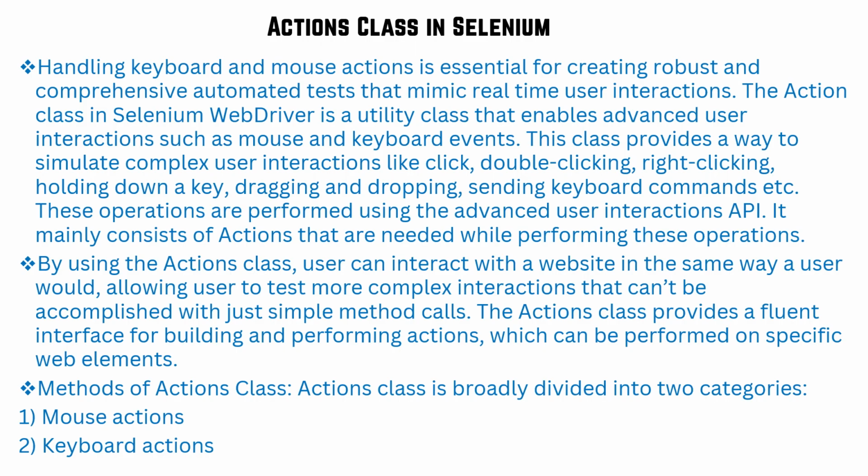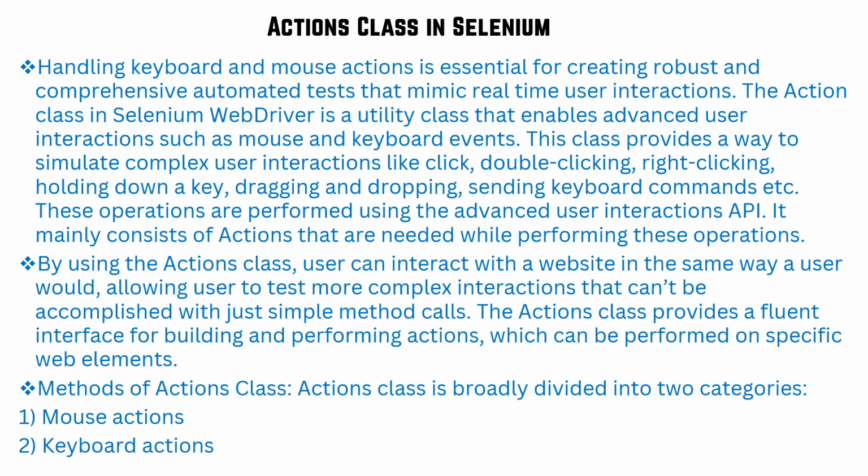These operations are performed using the advanced user interaction API. It mainly consists of actions that are needed while performing these operations. By using the Actions class, the user can interact with a website in the same way a user would, allowing the user to test more complex interactions that cannot be accomplished with just a simple method call. The Actions class provides a fluent interface for building and performing actions which can be performed on a specific web element.